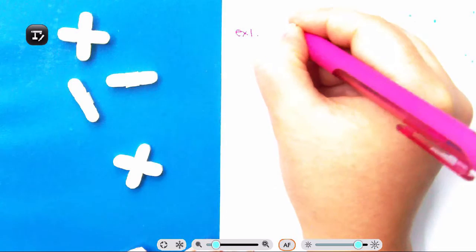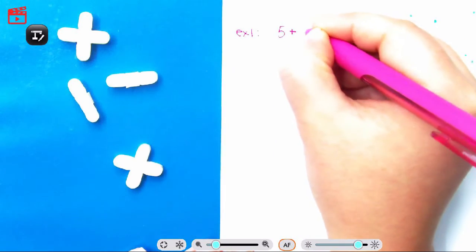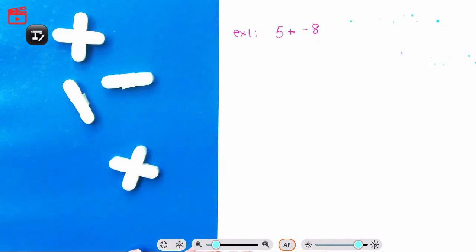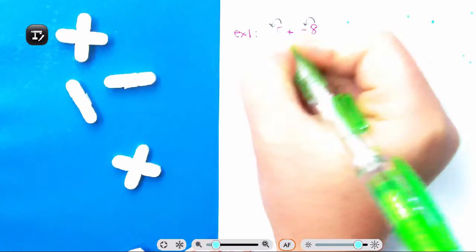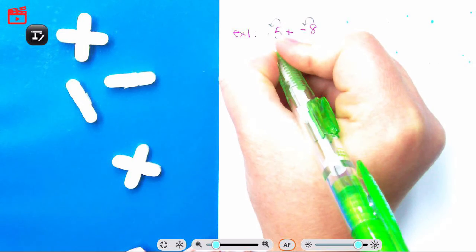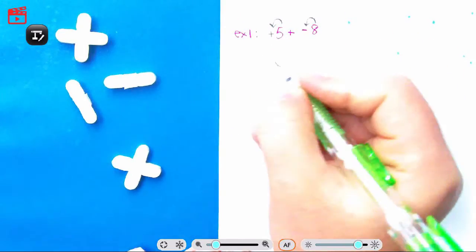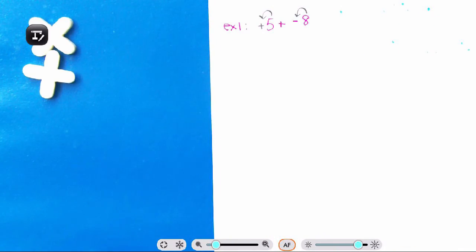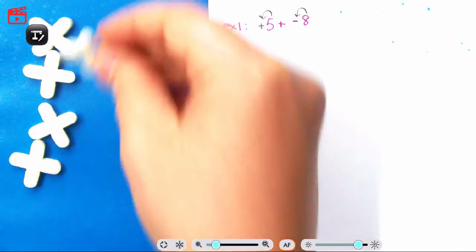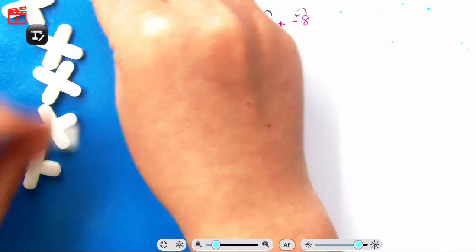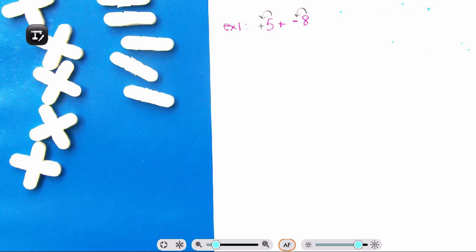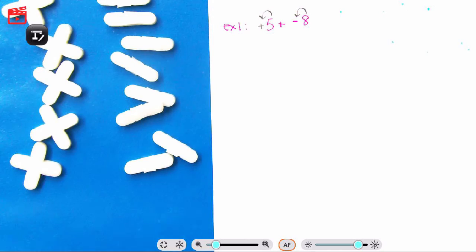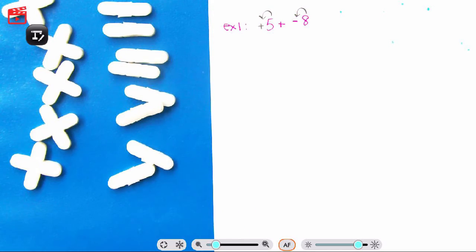So I want to do 5 plus negative 8. We're always looking at the symbol in front. So what is the symbol in front of the number? I have a positive 5 and 8 minuses. So positive 5, here's 1, 2, 3, 4, 5. Here's 5 positives. Now I'm looking for 8 negatives. 1, 2, 3, 4, 5, 6, 7, 8. All right, so how do we work with those?